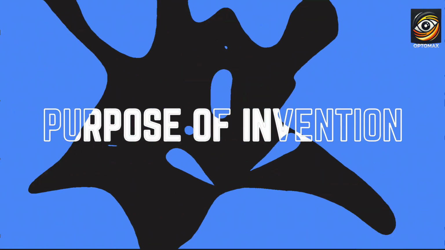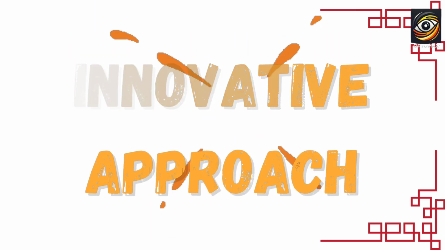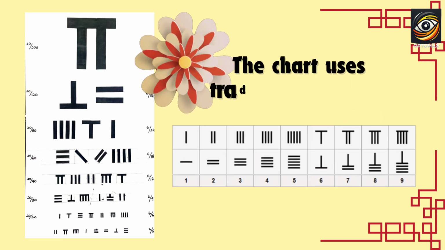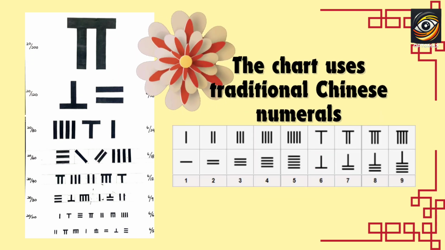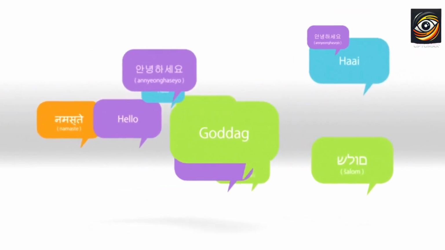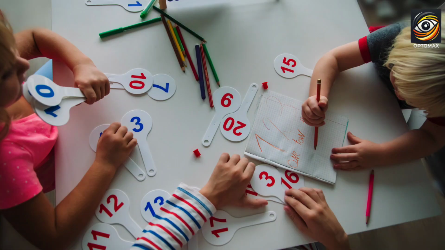What are the purposes of our invention? So there are three main purposes. Firstly, innovative approach. Our chart is a language-independent chart. The chart uses traditional Chinese numerals, making it accessible to individuals who are illiterate or speak different languages. Normal people can count the number they see, and people who are speechless or illiterate can use the special card.